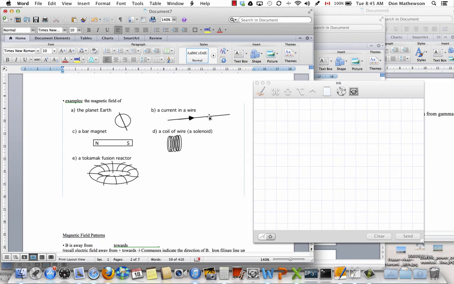Current flowing through a wire creates a magnetic field. Bar magnet, well, what's moving there? Well, I suppose it's the electrons zipping around the atom and creating magnetic moments there. Coil of wire, obviously current going through the wire there.